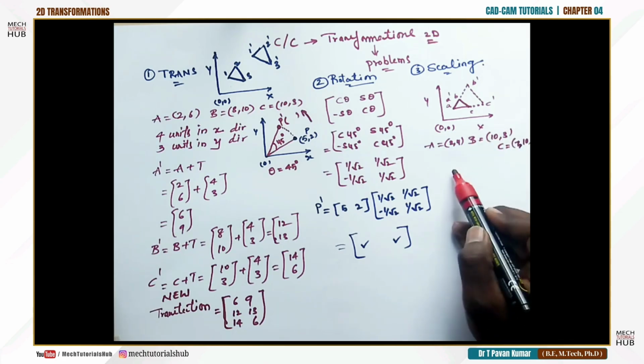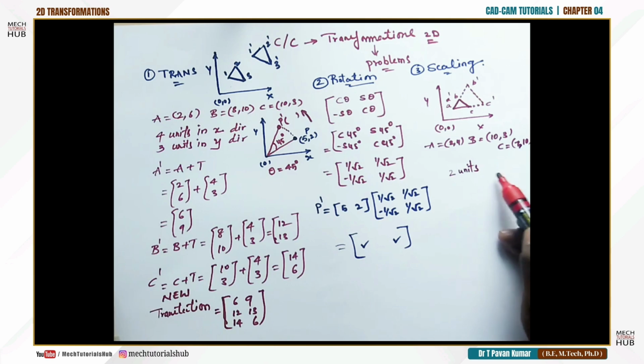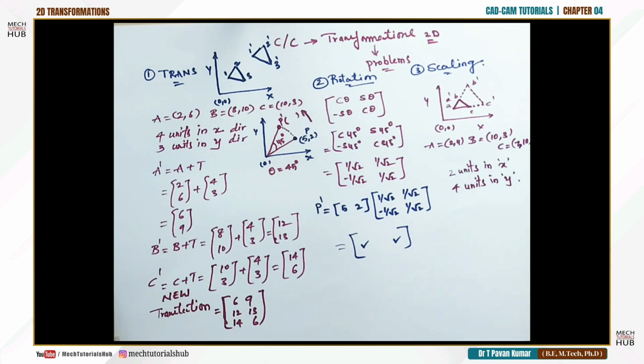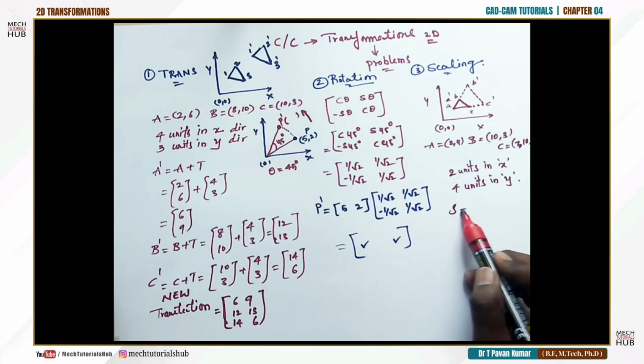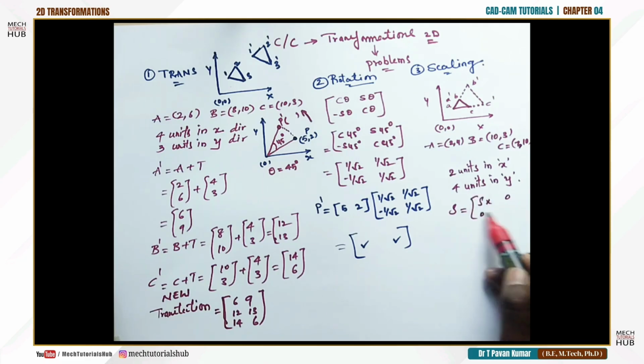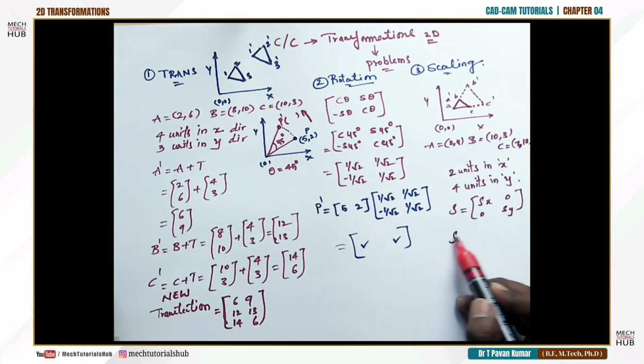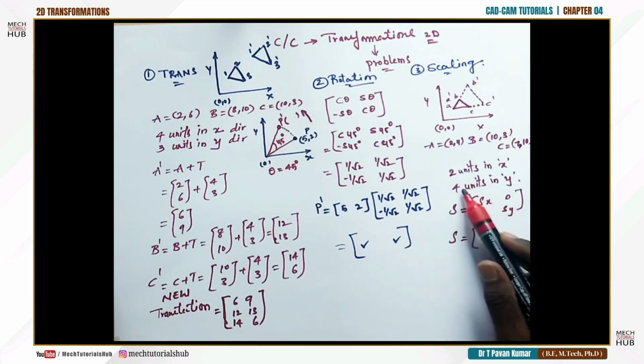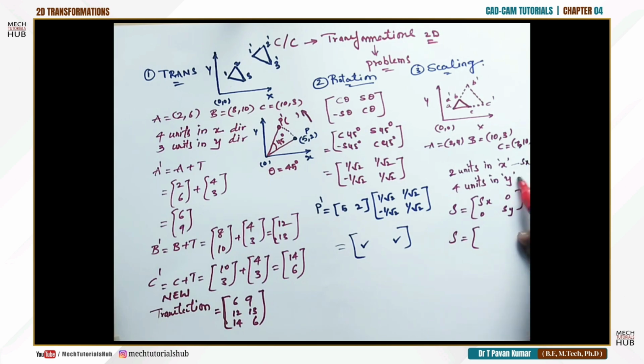The polygon needs to be shifted 2 units in the x direction and 4 units in the y direction. Okay, this is the question. 2 in x and 4 in y. Now we know from the concept S is equal to Sx, 0, 0, Sy. This is the matrix. This matrix has to be multiplied with whatever coordinates are given. In x it is nothing but Sx, in y nothing but Sy. Fine. Now we'll replace Sx, Sy with 2 and 4.